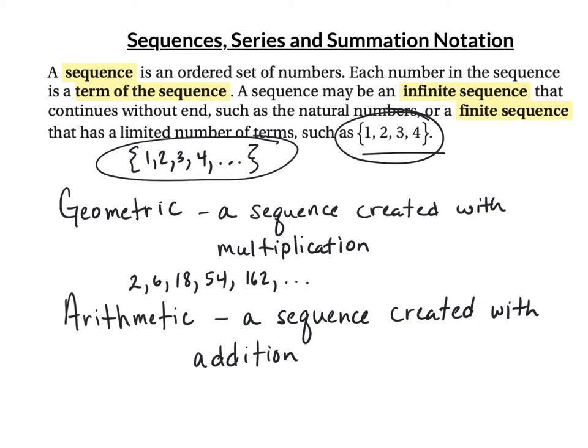Arithmetic sequence is one created by addition. I could start at 5 and add 3. And I could continue on forever, or I could stop at a particular term.